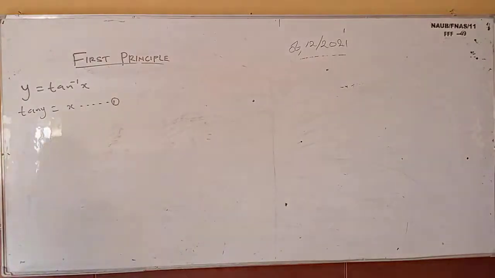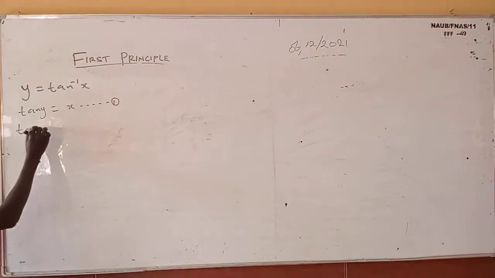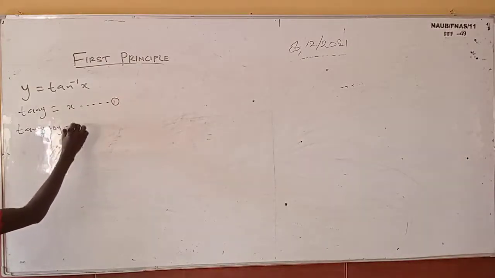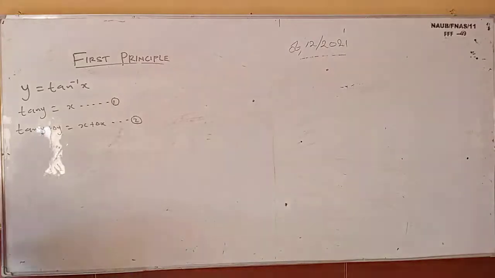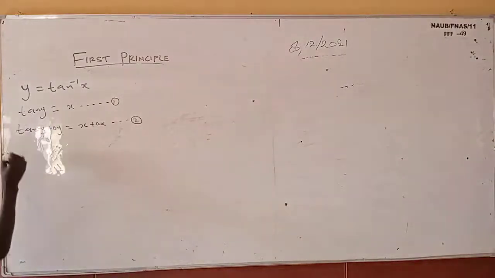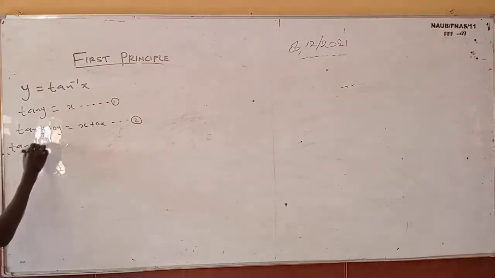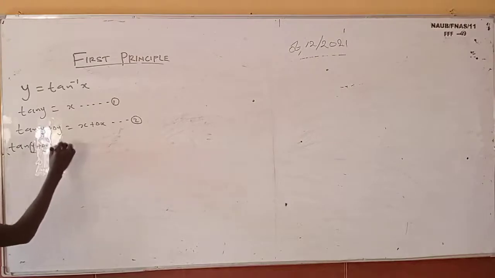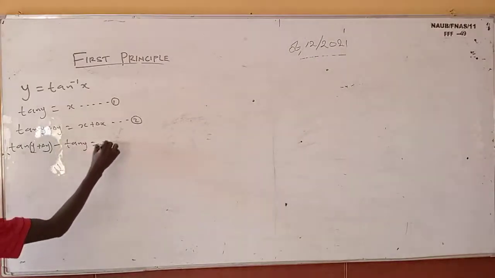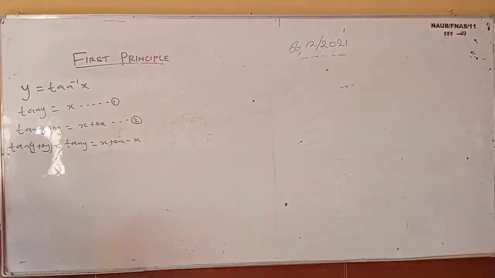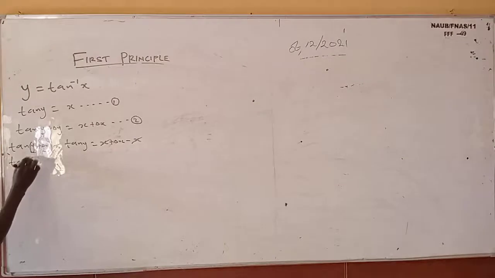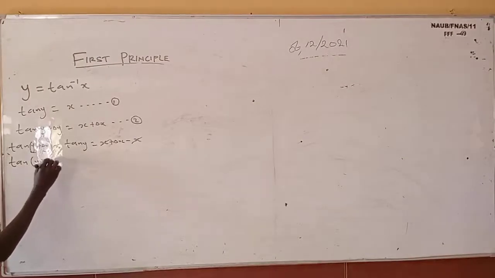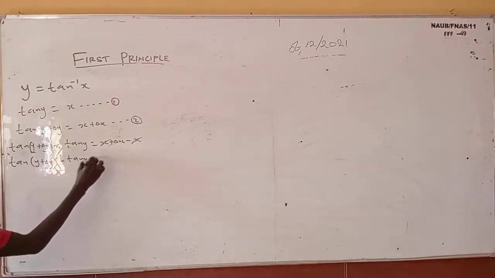Then the next thing is to add change in y to y and change in s to s. So that is equation 2. Then you subtract equation 2 from equation 1. Then you have tan y plus change in y minus tan y equals s plus change in s minus s. Then we cancel this out, then you'll be left with tan y plus change in y minus tan y equals change in s.